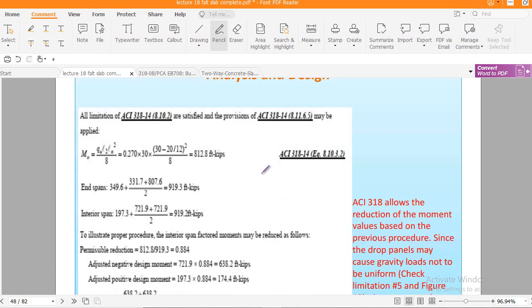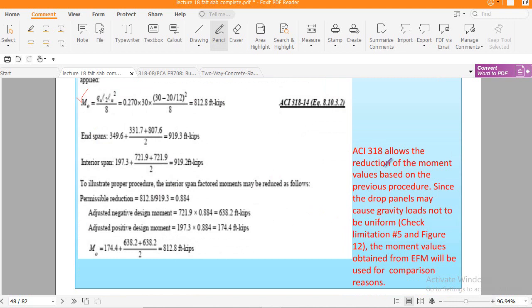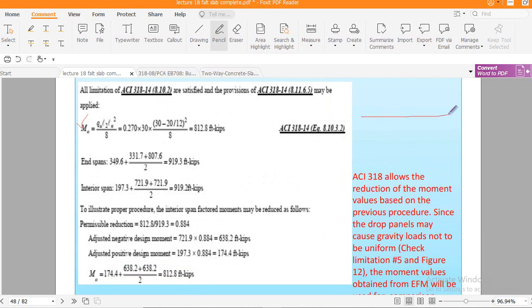Now we will use a check. The check is that the static moment which is calculated from this equation, basically you know that in the direct design method we use this equation and we find out the static moment. So the code says that you can reduce, right? Because you see here that we got the moments from the moment distribution table, one moment here, one moment here, right? This is positive, this is negative. So the average of this positive and this negative moment should be equal to, or less than, this value. If it is more than this value, we will reduce that value to this value, right?